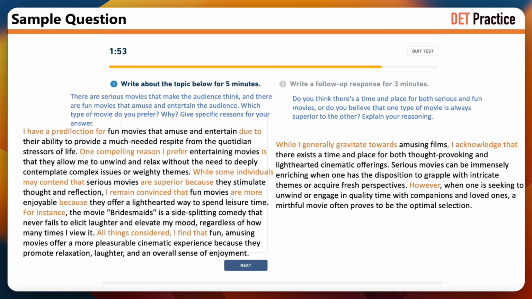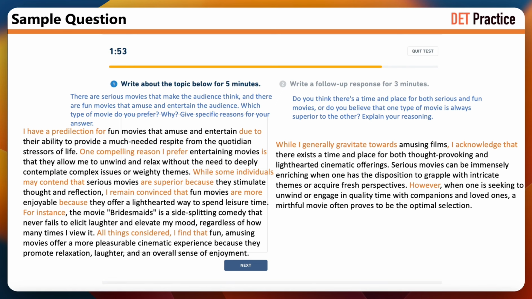appropriate given the time constraint. However, it still maintains a high level of vocabulary and sentence structure. The answer begins with, "While I generally gravitate towards amusing films," acknowledging the previous preference while addressing the new question. It uses sophisticated language throughout, such as "thought-provoking and lighthearted cinematic offerings," "disposition to grapple with intricate themes," and "optimal selection." This approach in the follow-up demonstrates the ability to adapt to different questions and time constraints while still maintaining a high level of language proficiency.